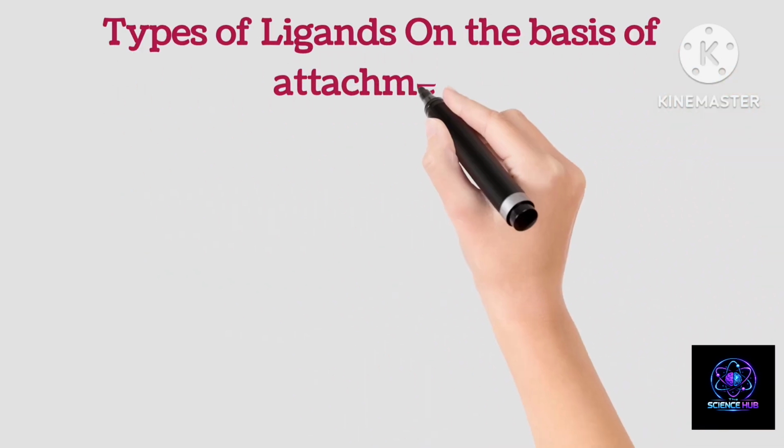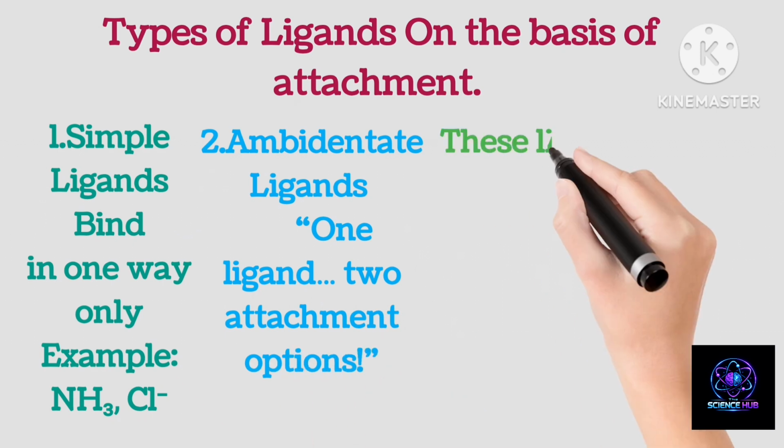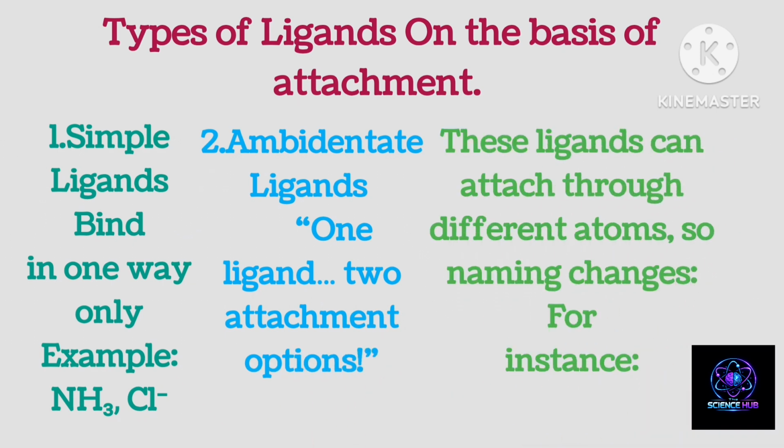Types of ligands on the basis of attachment. 1. Simple ligands. Bind in one way only. Example, ammonia and chloride. 2. Ambidentate ligands. One ligand, but it may have 2 attachment options. These ligands can attach through different atoms, so naming changes.